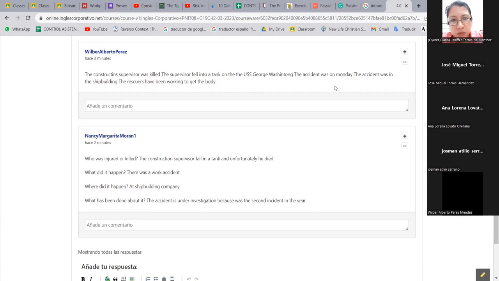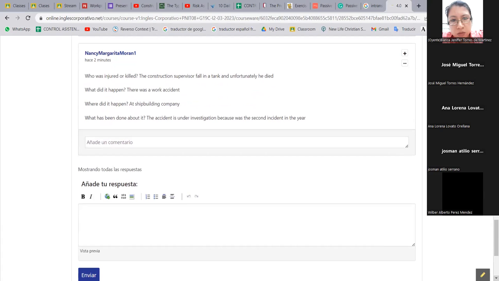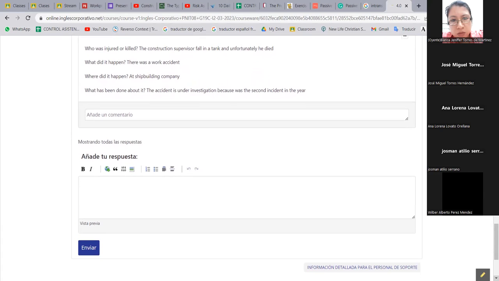Occurred instead of was. And that's because of the meaning of it. Because that's like a state or something like that. The rescuers have been working to get the body, but they, at the time of the news, hadn't found the body, right? Actually, they knew where the body was, but they couldn't retrieve it, right?